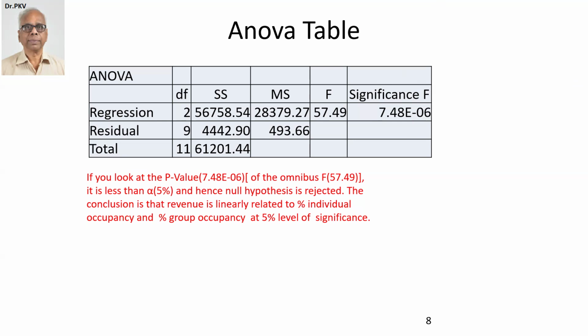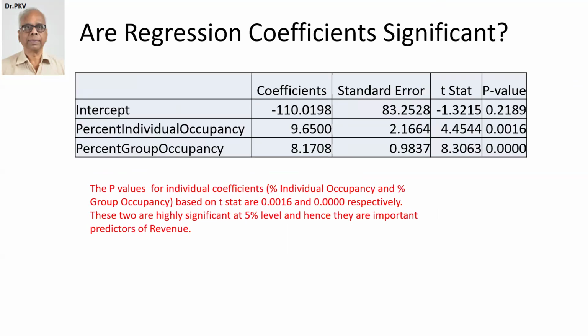Then we look at the regression coefficients. In other words, beta naught and beta 1 in the population, beta 2, and the regression coefficients are percentage individual occupancy beta 1 and percentage group occupancy beta 2. They are estimated by B naught and B1, which is 9.6500, 8.1708 for the two values B1 and B2.